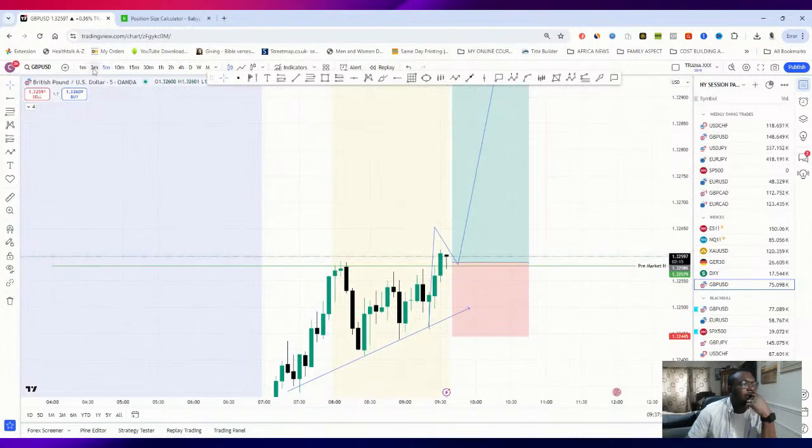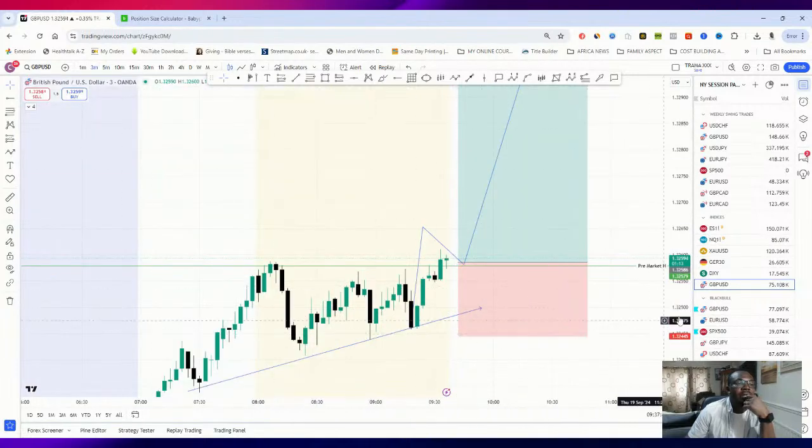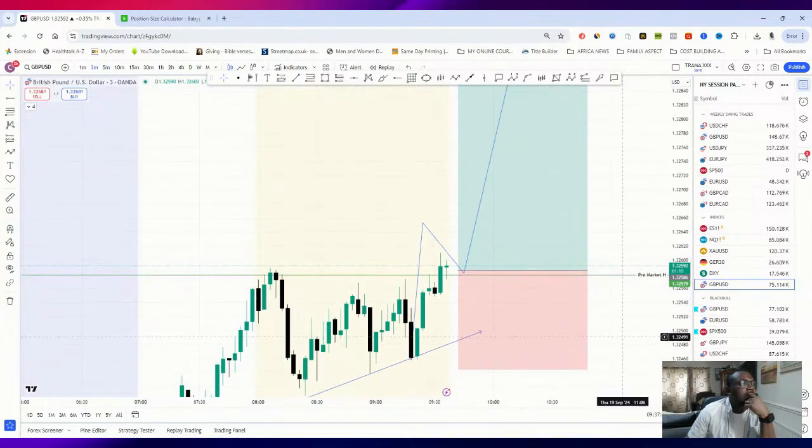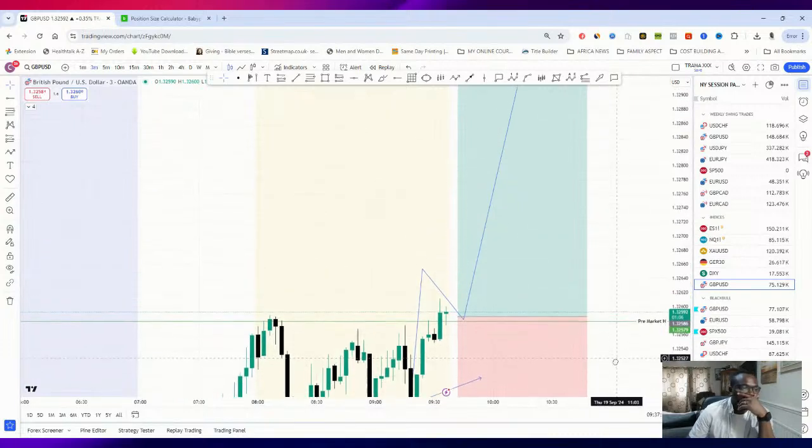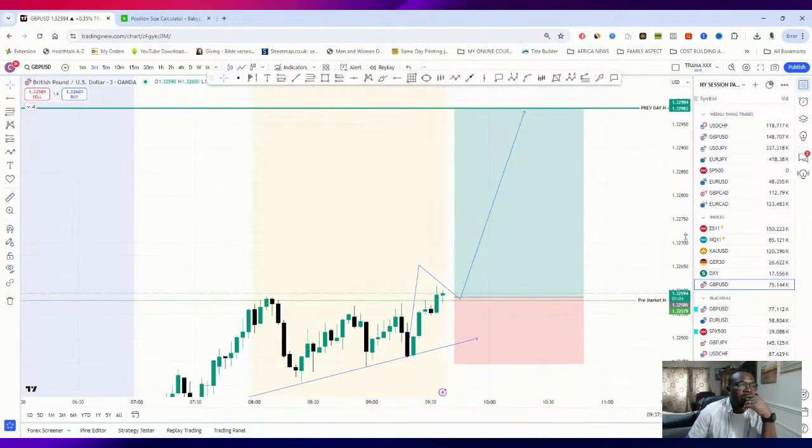All right, that's beautiful. So we're looking at it now on this 3 minutes candle. Let's see. Behavior candles.